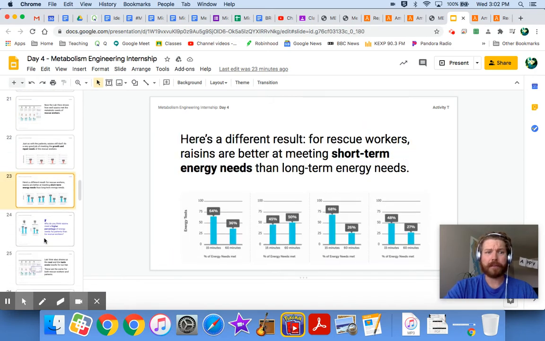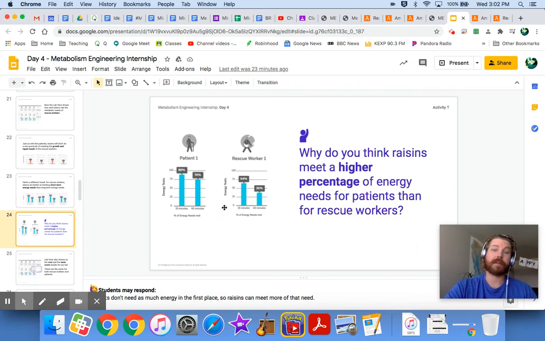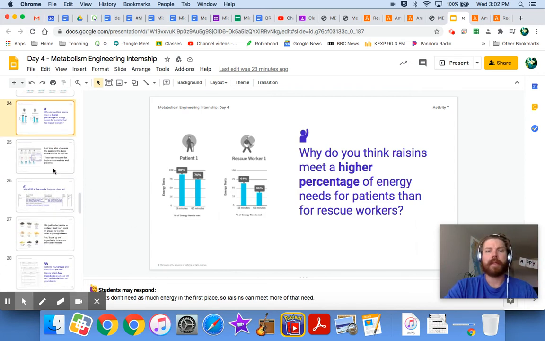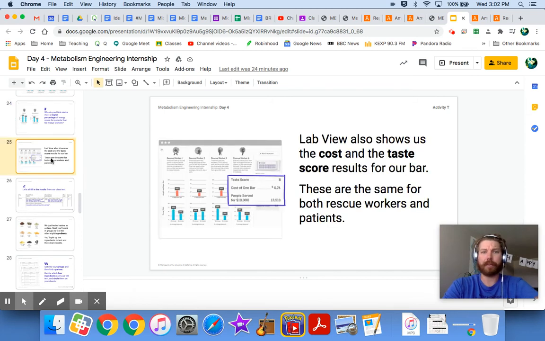Okay, so here's that question: why do you think raisins meet a higher percentage of energy needs for patients than for rescue workers? Oh, okay, I think I got it. It's because the patients don't need as much energy. Rescue workers, they are running around, they might be climbing things, digging things, lifting things, whereas a patient is mostly probably trying to just conserve their energy by not moving around a whole lot. They're just trying to let their body heal. So that might be one of the reasons why for a patient, hey, raisins are fine in meeting their energy needs, but for a rescue worker, we might need to do a little bit better than that.